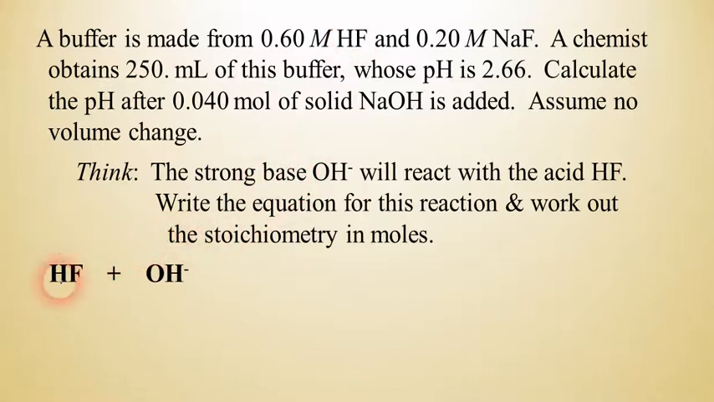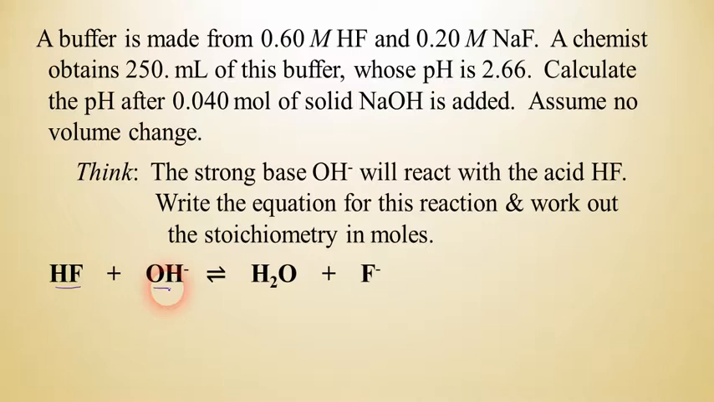And we know that this is an acid, so one of the products has to be the conjugate base, which is F negative, fluoride. And for the base, the other product has to be the conjugate acid of that, which is water. So those are our two products. Now, let's figure out the moles.